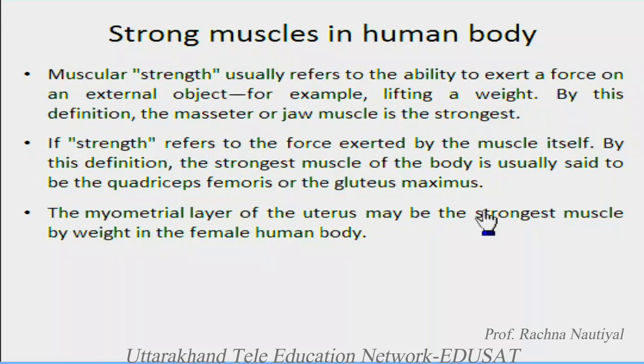And if strength refers to the force exerted by the muscle itself, by this definition the strongest muscle of the body is usually said to be the quadriceps femoris or the gluteus maximus. The quadriceps is the muscle on the femur, and the gluteus is the hip muscle. If we mean the strength in the muscle itself, then these are the strongest muscles in our body. Then the myometrial layer of the uterus may be the strongest muscle by weight in a female human body.